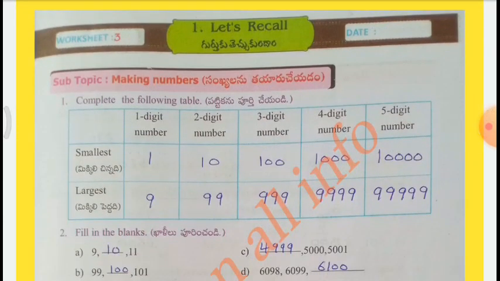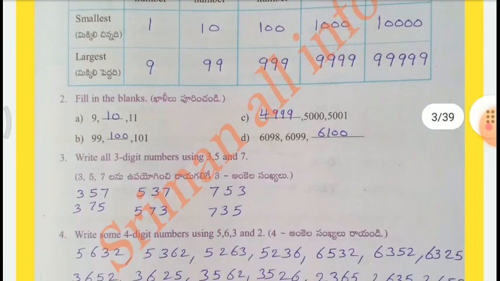Worksheet number 3. Subtopic: making numbers. Complete the following table. Smallest 1 digit number 1, 2 digit 10, 3 digit 100, 4 digit 1000, 5 digit 10,000. Largest numbers: 1 digit 9, 2 digit 99, 3 digit 999, 4 digit 9999, 5 digit 99,999.